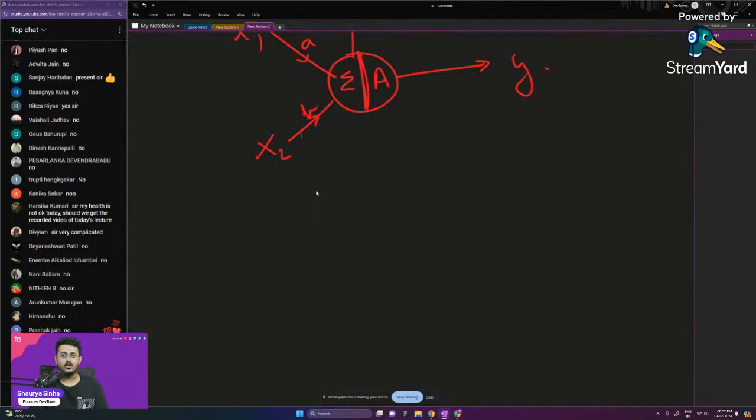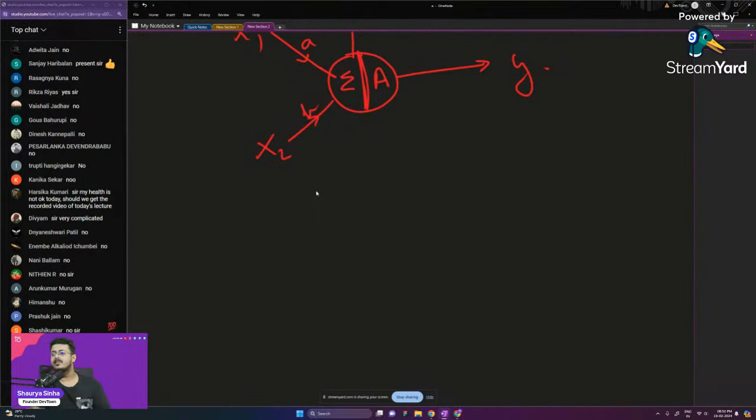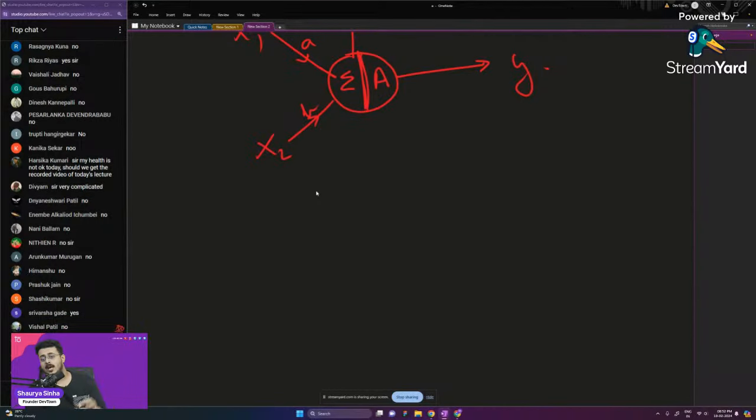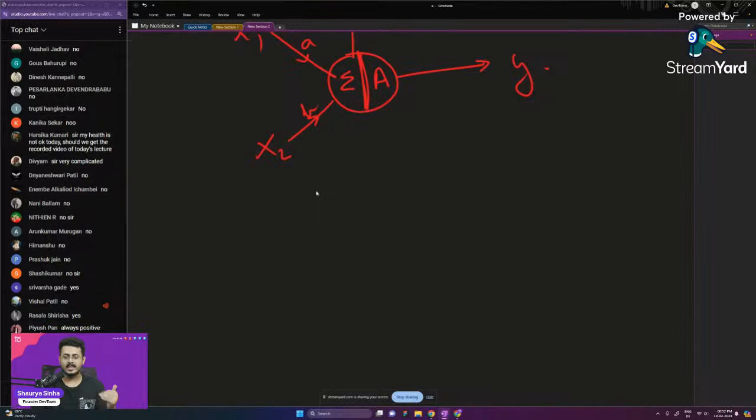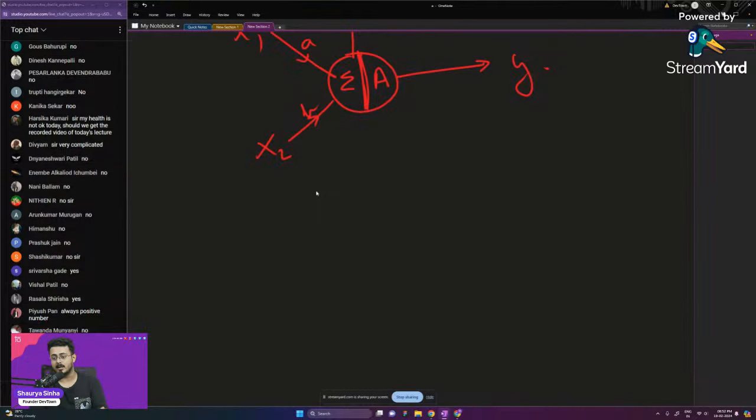There's no limit that a particular house can only be up to $1 million. Anything above that is not possible. There's no limit like that. The only thing is that it needs to be a positive number, guys. So how can we do that? For that, the activation function that we use is called ReLU.